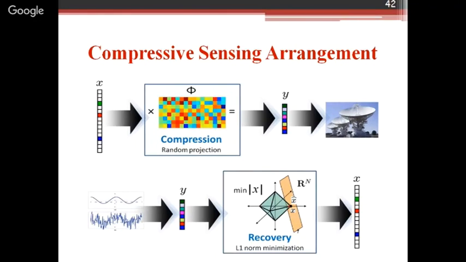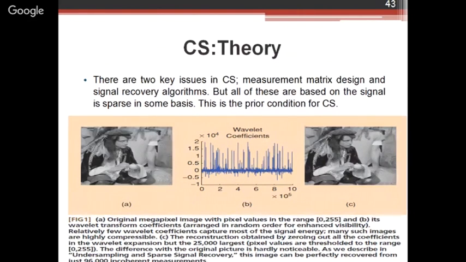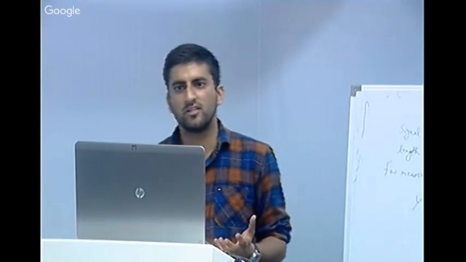This is the concept of compressive sensing, but it's just a glimpse of it. It's a very huge discussion, and compressive sensing has been used in a lot of fields. This is another example related to images, showing the compressive sensing theory. The main key issues in compressive sensing are the measurement matrix design, that is the matrix A which we are talking about, and the signal recovery algorithm, the algorithm through which I get my original signal. But everything is based on what?